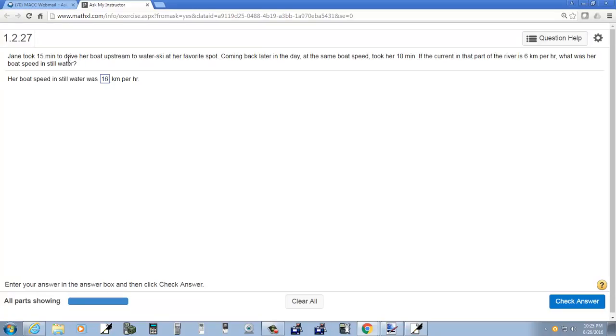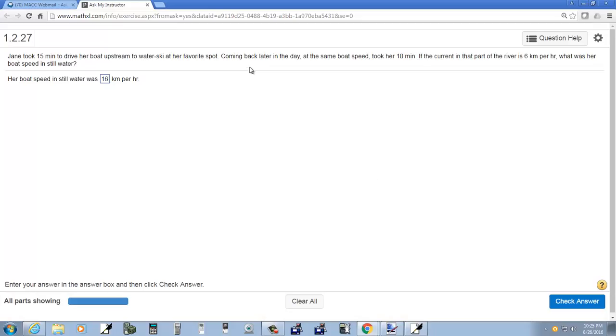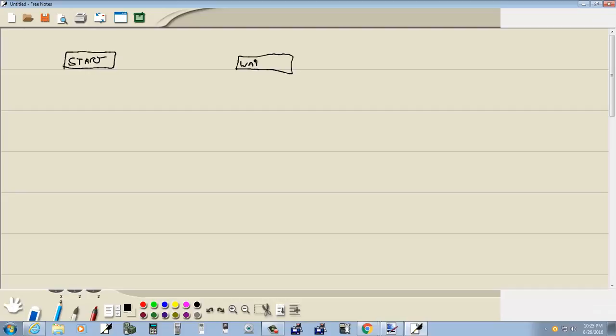So, she drove her boat upstream to water ski at her favorite spot, and then came back. Okay, so we had our starting place here, and this is the place where the water ski occurs. So we're going and coming back.